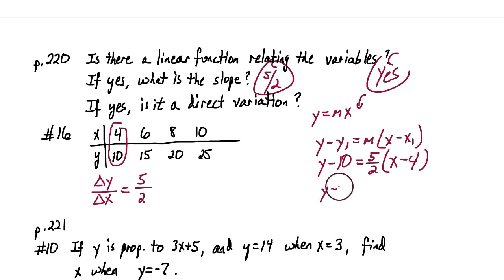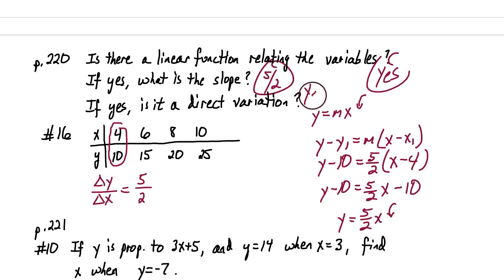So first step, distributive property. 5/2 x minus, and then 5/2 times 4 is 10. Now add 10 to both sides. And negative 10 plus 10 makes a 0. So because the y-intercept is 0, this is a direct variation. We can answer that yes.